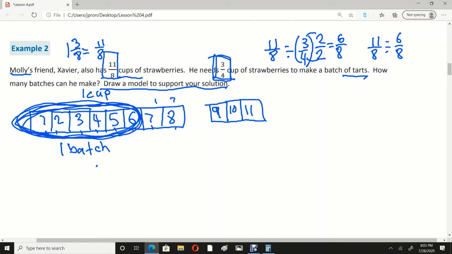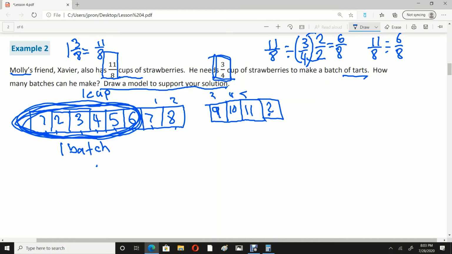That's one batch. Are we going to have enough to make another batch? We have 1, 2, 3, 4, 5. So we're not going to have enough to make another batch. What we'll have left over is 5/6 of what we need, because this would be the last 8 that we need to make another batch. So what's left over is 5/6 of what we need, or you could say we have 5/8 of a cup.